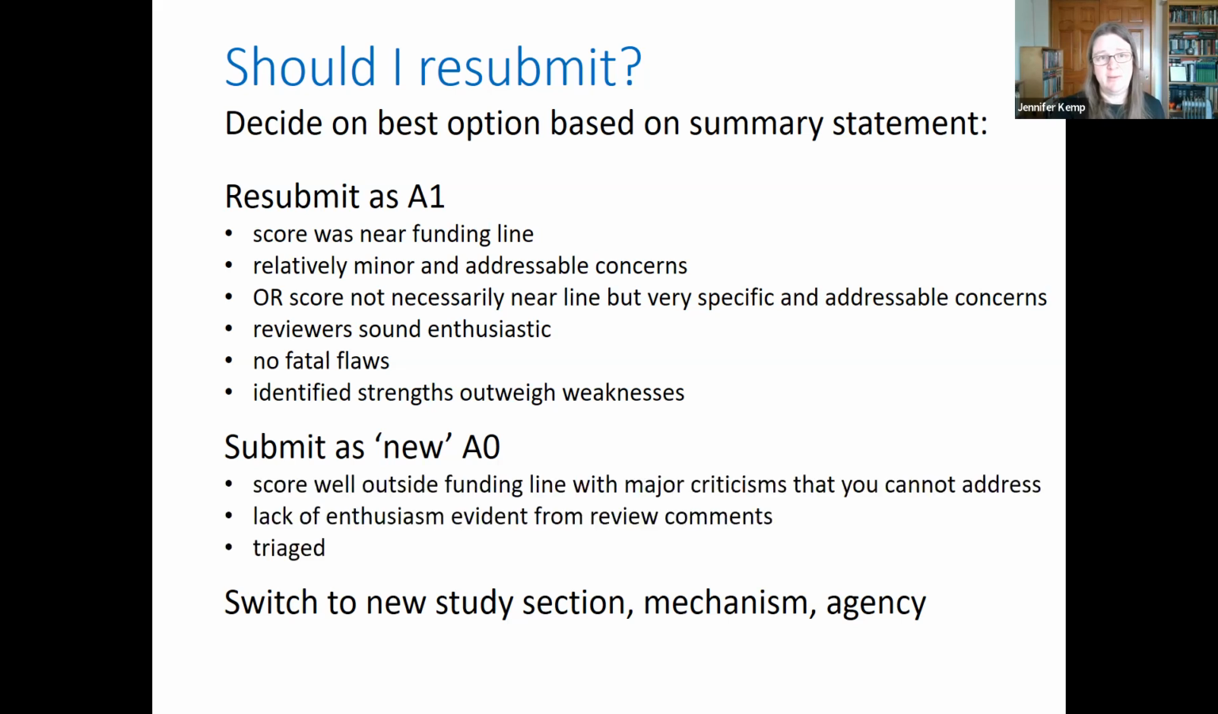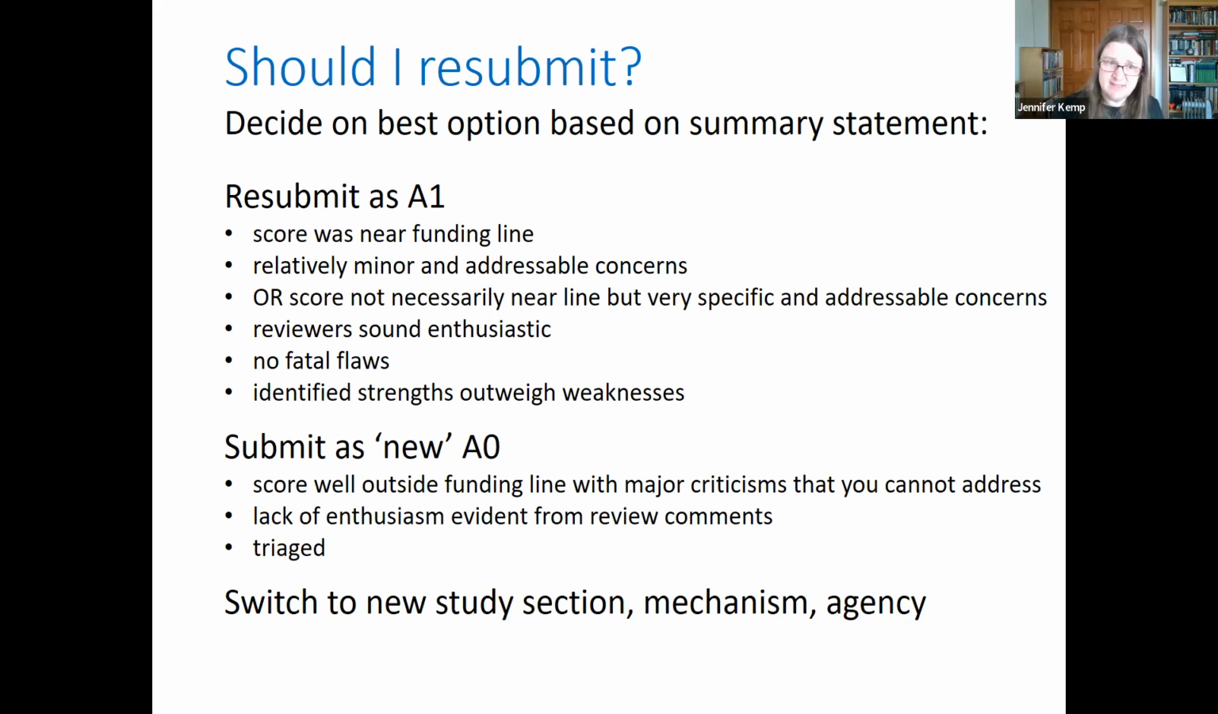However, my advice to you is that if you got a score that's well outside the funding line, and if they had major criticisms that will be really hard for you to address, think about submitting the grant as a new grant, rewriting the whole thing, revising it, of course, according to their comments, but then when you go back in, submitting as a new grant.